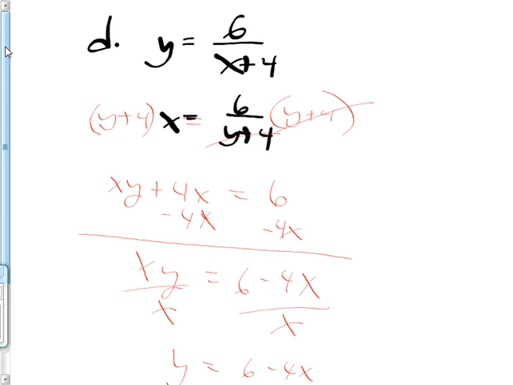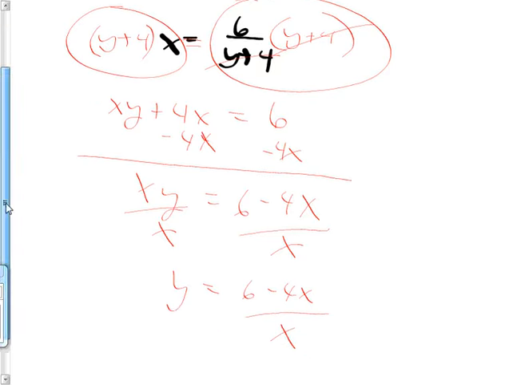Okay, right here, you mean? The y plus 4 that canceled with the other y plus 4? That part would just be 6. All right, this part has to get multiplied out. All right, so I'm done with that one.